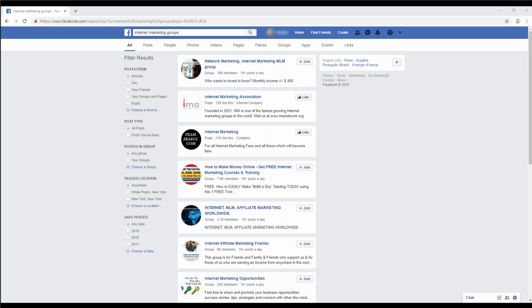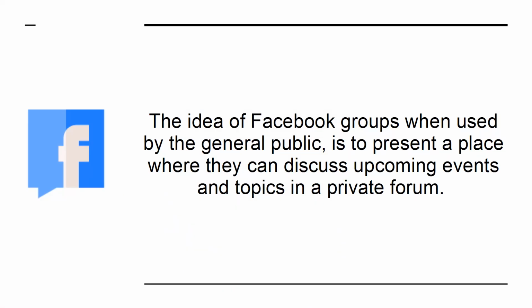A Facebook group is like a page in that it is a platform for your brand that can have lots of followers, or in this case, members. The members of your group will then be able to post in your group and will see the content you share. The idea of Facebook groups when used by the general public is to present a place where they can discuss upcoming events and topics in a private forum.